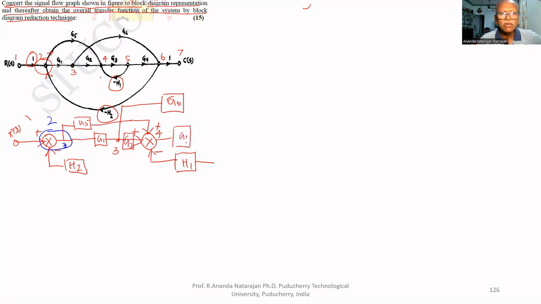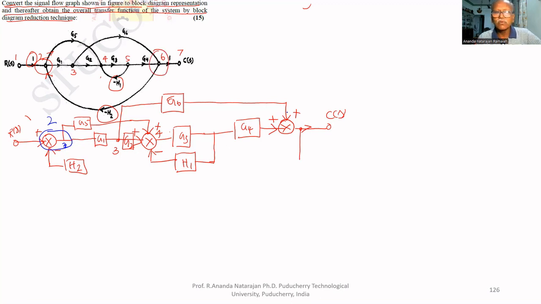Then here G3 is there. After G3, one takeaway, that is H1. Then G4. Here, that G6 is coming here. This is also plus. This is also plus. Then it is here plus. So one takeaway; already I told you that for a summing junction, only one output, from there we have to take. The 6th node is these two together.